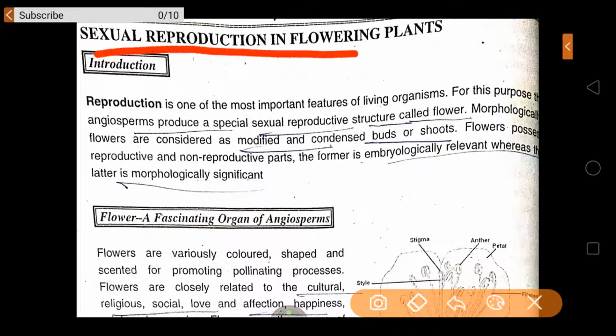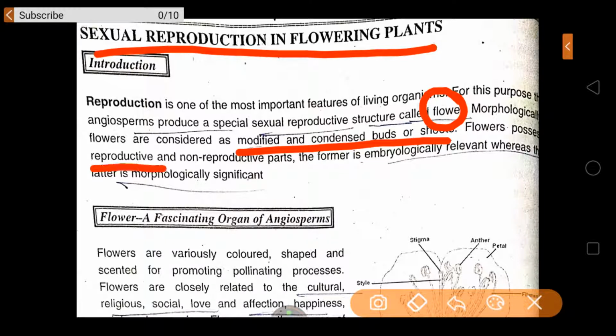Sexual reproduction in flowering plants. Reproduction is one of the most important features of living organisms. For this purpose, angiosperms produce a special reproductive structure termed flower. Morphologically, flowers are considered as modified and condensed buds or shoots. Flowers possess reproductive parts and non-reproductive parts.